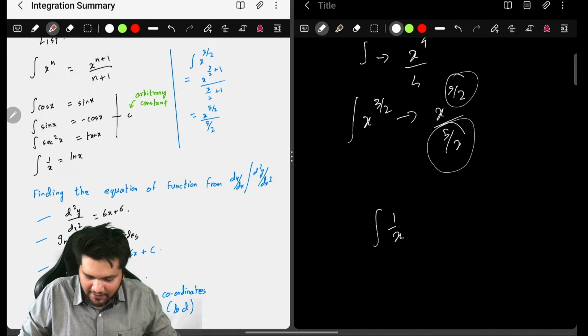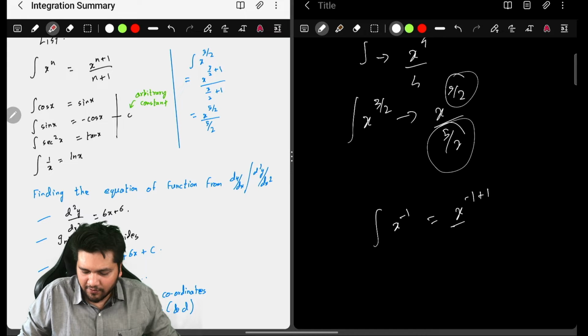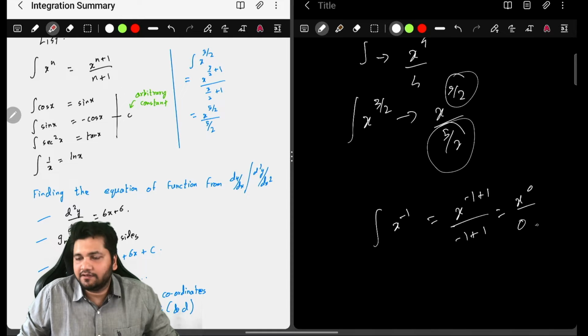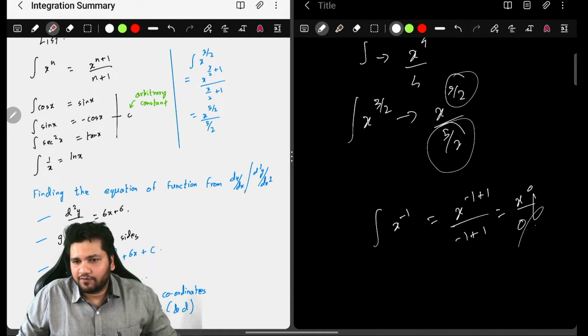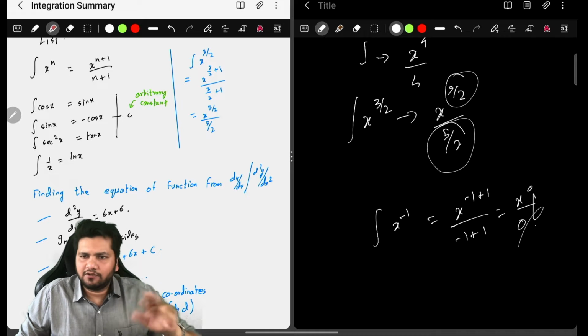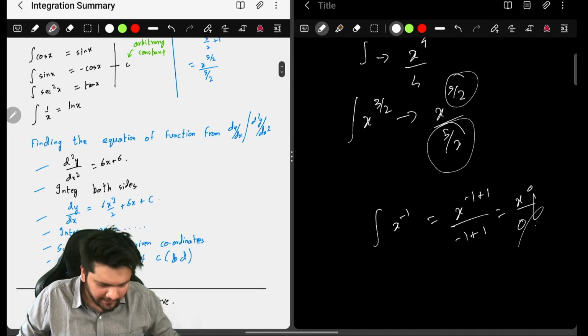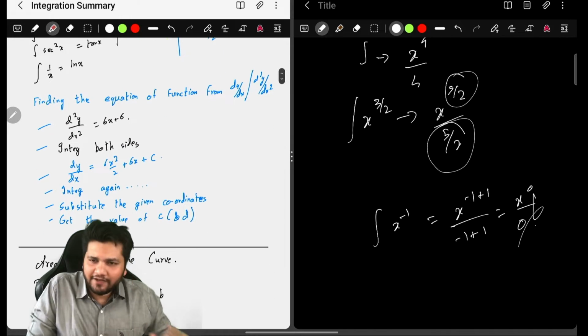Now if I talk about 1 by x, you can use the same formula. Maybe you can write this as x to the power of minus 1. You'll do the same thing, x to the power of minus 1 plus 1 upon minus 1 plus 1. Here you will get x to the power of 0, which is not a problem, but in the denominator you will get 0, so it's going to be not defined. So that's why the integral of 1 by x is going to be ln x, because the derivative of ln x is again 1 by x.